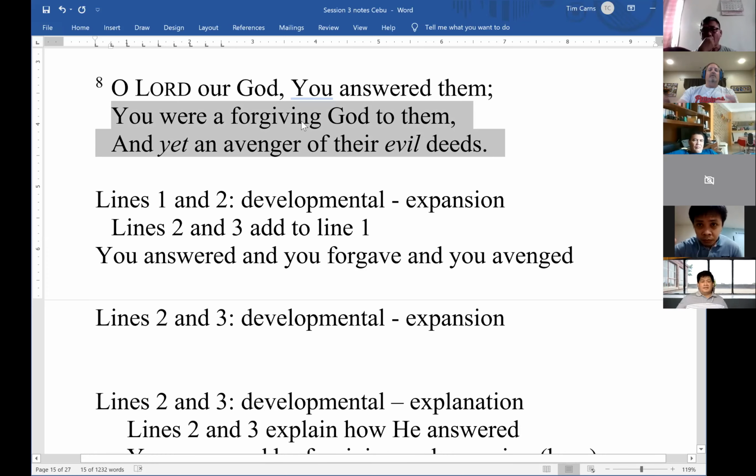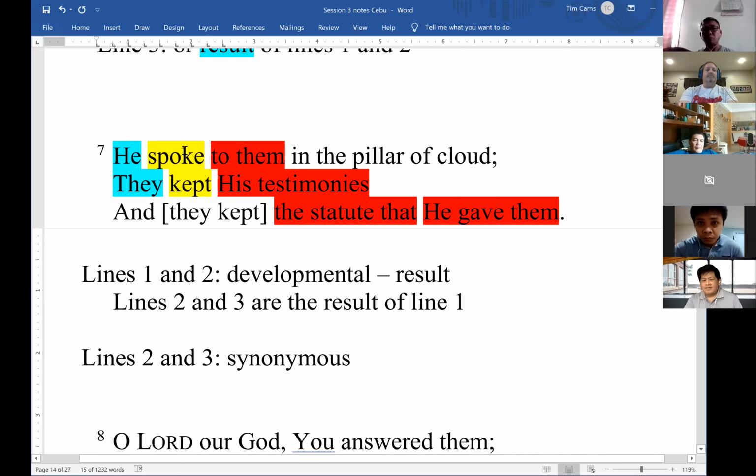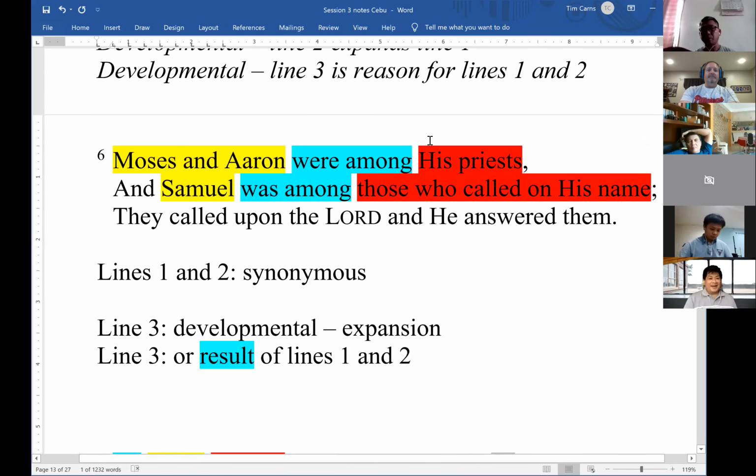So lines 2 and 3 are interconnected and they are in relationship to line 1, which we saw up here. Same thing. Notice lines 2 and 3 are interconnected. They're synonymous, and both of them are the result of line 1. And again, notice the translation put a semicolon there.